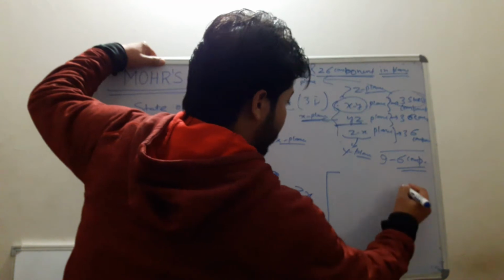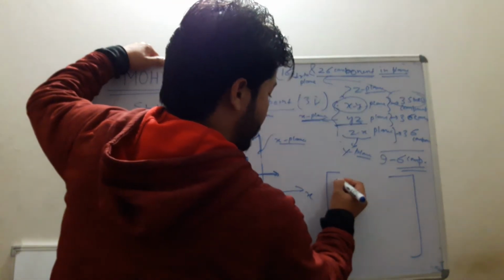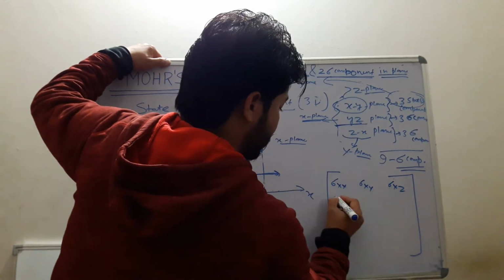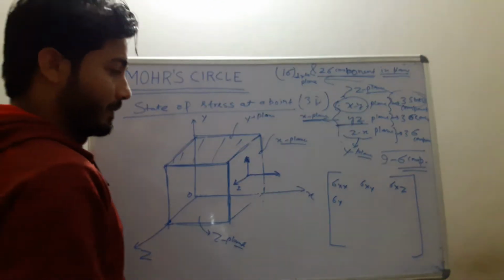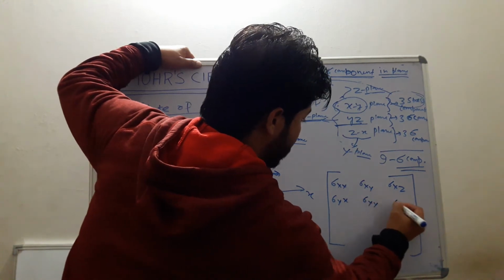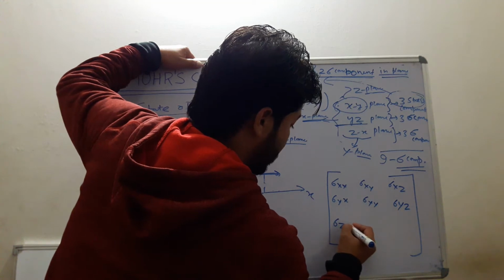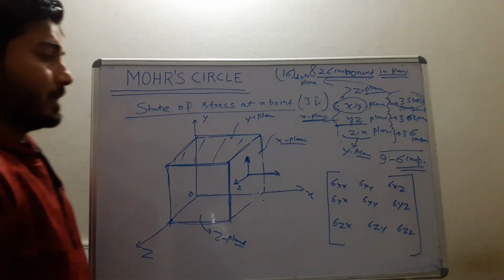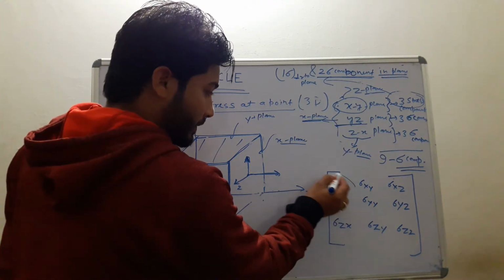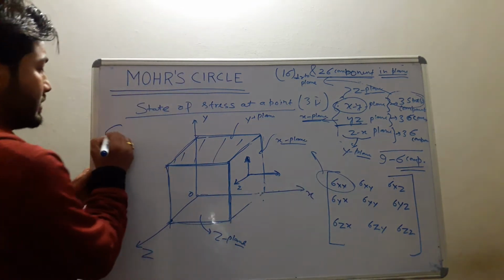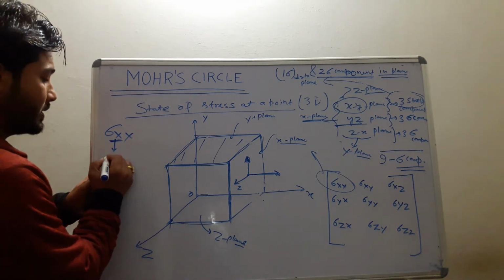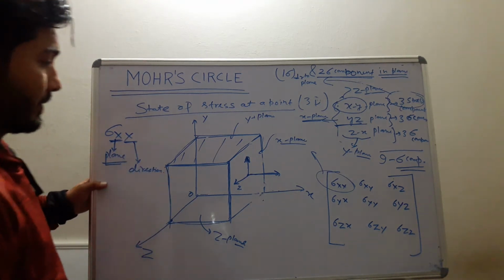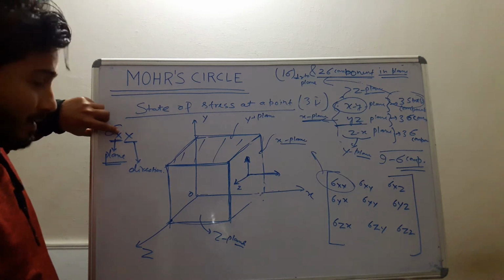So in matrix form we can write it like that: sigma xx, sigma xy, sigma xz, for y plane, sigma yx, sigma yy, and sigma yz, sigma zx, sigma zy, and another one is sigma zz. Take note here, for any one component, suppose this one, sigma xx. The first subscript denotes the plane and the second subscript denotes the direction. I mean to say, the stress is acting on x plane in x direction.